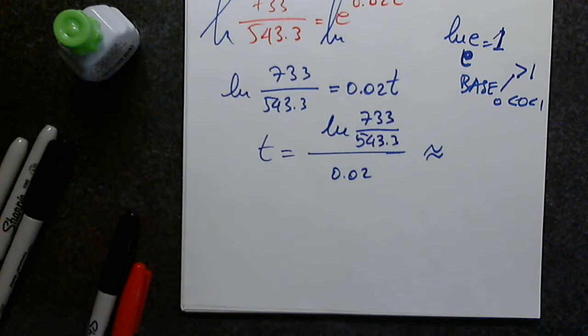Or I will. It's up to you. Yes, of course. So here it is. And we have natural log. And the top was 733. And the denominator was 543.3. Close the parenthesis and divide by 0.02. And we got roughly 15 years since 2003.